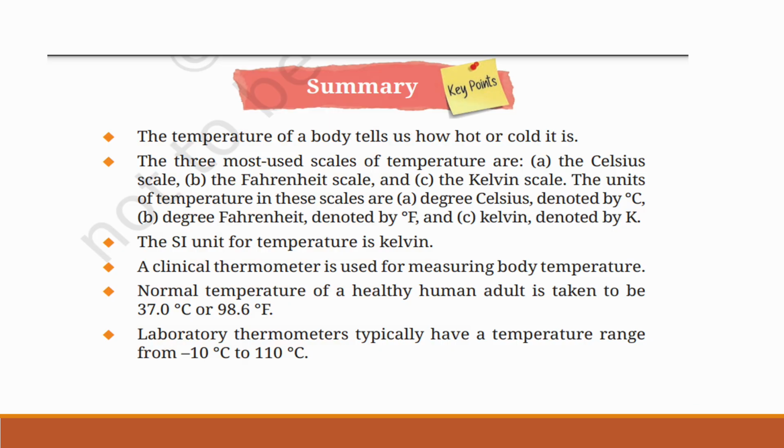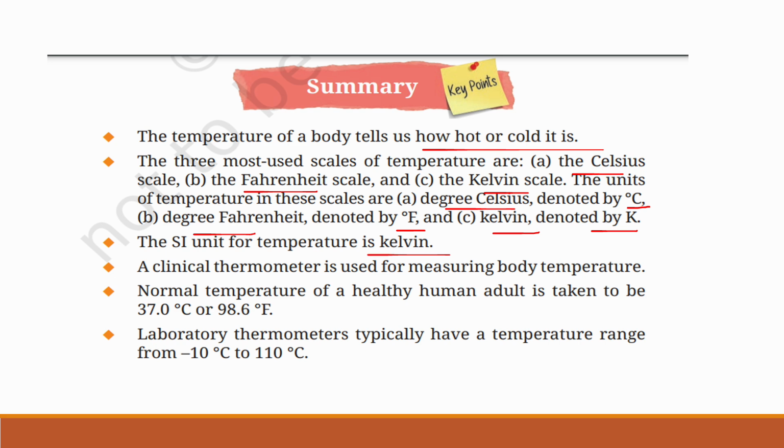Summary. The temperature of a body tells us how hot or cold it is. The three most used scales of temperature are the Celsius scale, the Fahrenheit scale and the Kelvin scale. The units of temperature in these scales are degree Celsius, denoted by °C, degree Fahrenheit, denoted by °F, and Kelvin, denoted by K. The SI unit for temperature is Kelvin.